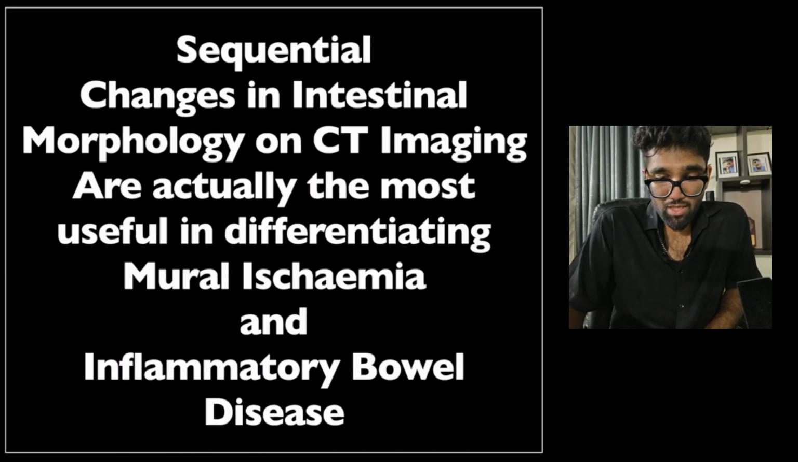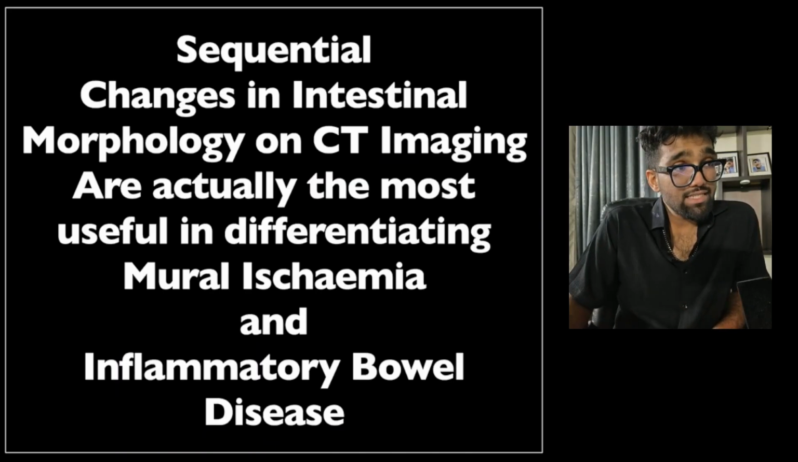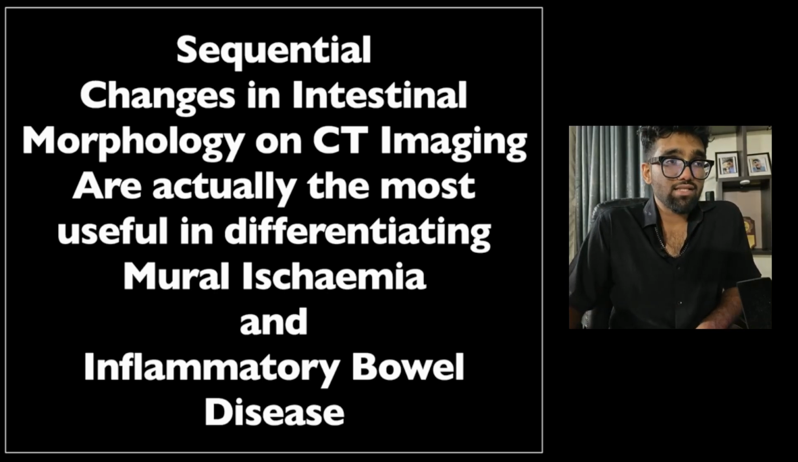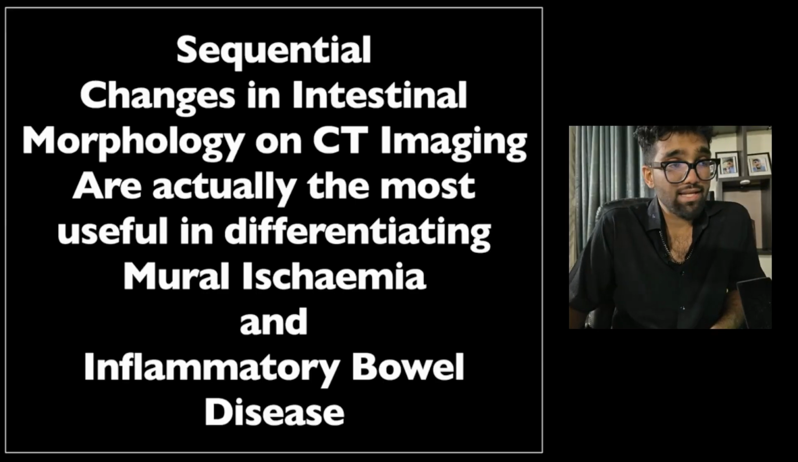Okay. Now, the sequential changes in intestinal wall morphology on CT imaging are actually the most useful differentiating feature between mesenteric ischemia and inflammatory bowel disease. However, the issue is that sequential CT imaging would likely not be done. So clinically, what I find most useful is the distribution of the thickening and the length of the thickening. Then sometimes when the other three signs, that is the comb sign, the mural stratification and pneumatosis intestinalis, are present, I use them.